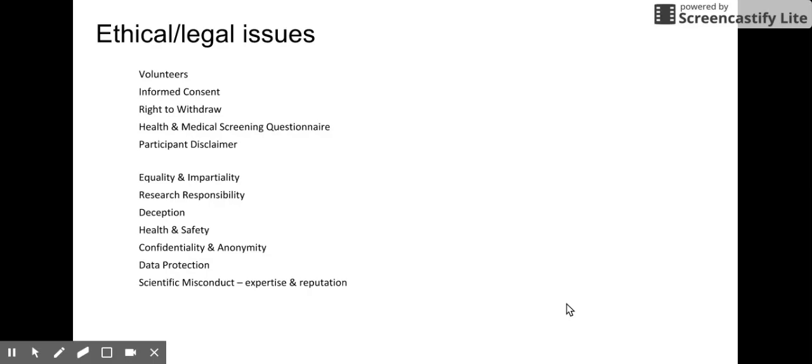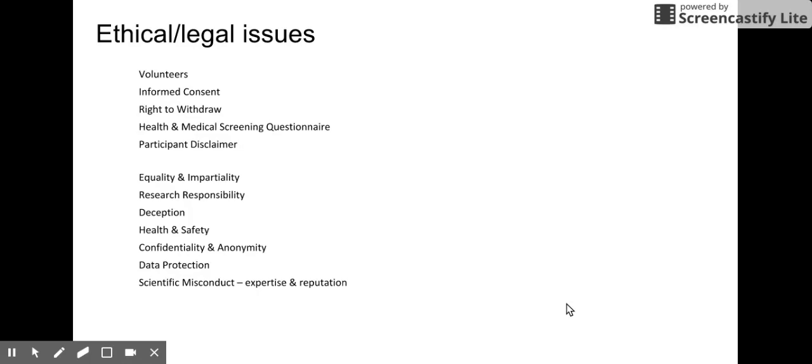Equality and impartiality. This is the unbiased attitude. Any decisions made must be completely objective and not made because of the person it is directed at or who it's about. Research responsibility. This is to protect the participants from harm, anticipate ethical issues before the study, monitor during the study, and competence to standardise and train to administer the experiment and data handling.